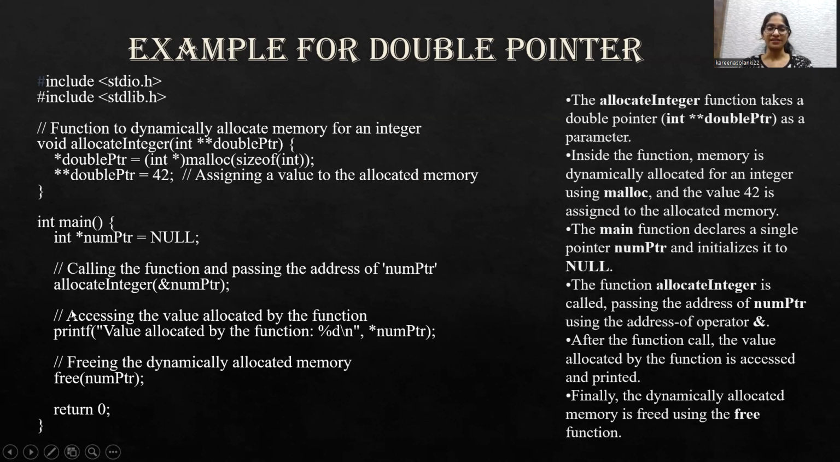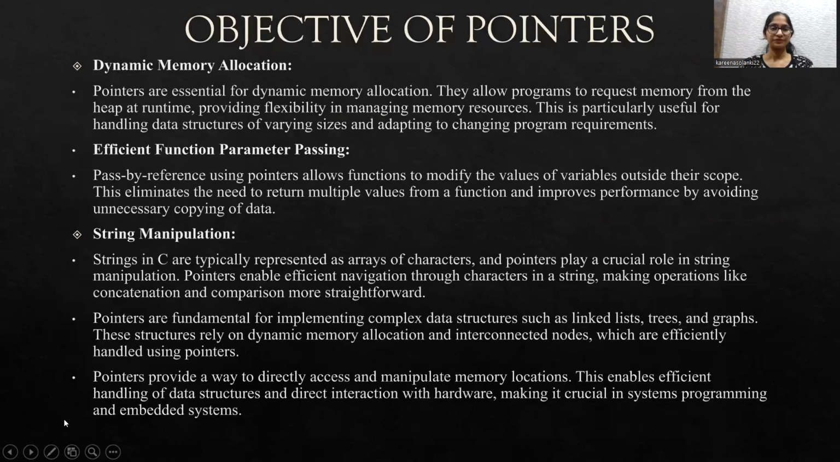Now, how do we access the value allocated by the function? printf("The value allocated by the function: %d\n", *numptr). After the function call, the value allocated by the function is accessed and printed. And next we are freeing the dynamically allocated memory, as it should be done explicitly. So it is freed using the free function, free(numptr), then again return 0, and closing the brace.